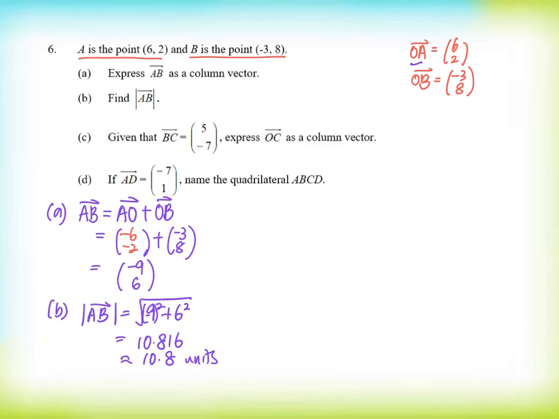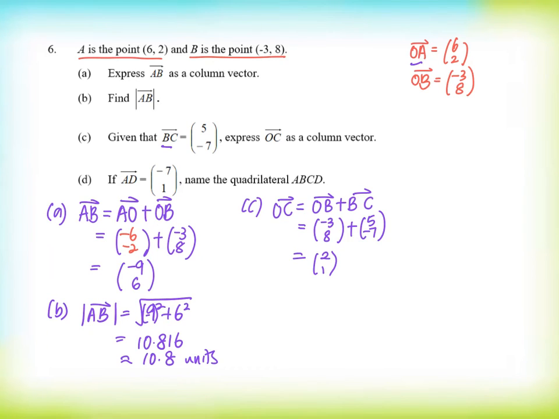Part C, given that BC is this column vector, express OC as a column vector. Now it tells me information that B is linked to C. So in order to find OC, I'm going to use O to B and B to C. So O to B is vector (-3, 8), and B to C is (5, -7), which gives us the answer (2, 1).